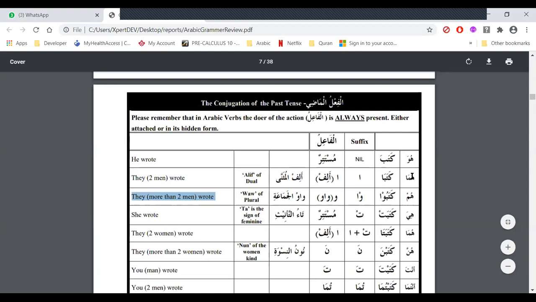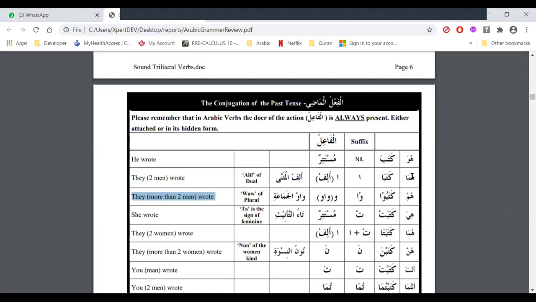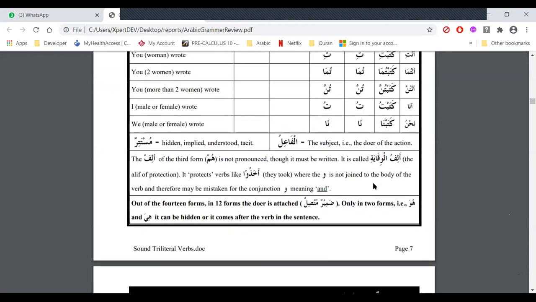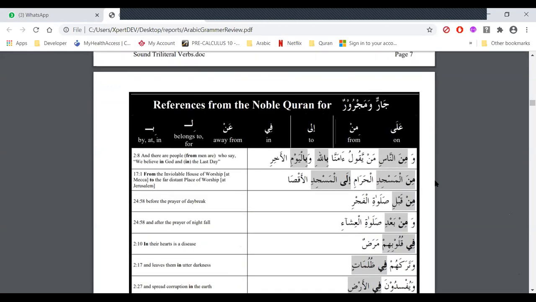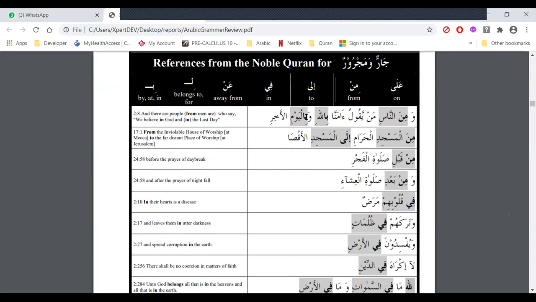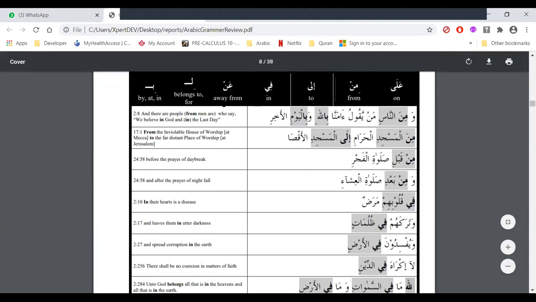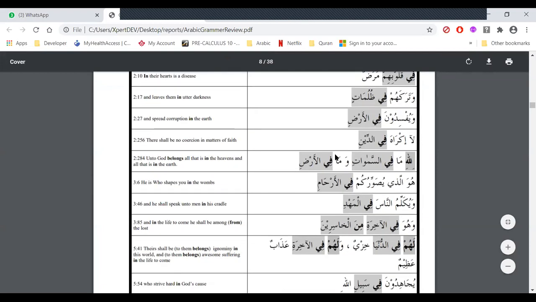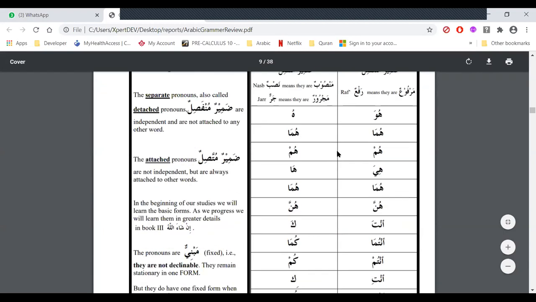Now, does it sound familiar? Is it already looking like a review? Because we just covered this, right? So now, look at this one. If you do some translation yourself, inshallah, you will get to know the prepositions. Ala, min, ila, fi, an. You understand? Wa minan nasi man yakulu amanna billahi wa bil yawmil akhir. And there are people who say we believe in God and in the last day. So inshallah, this one document can give you a lot of information.